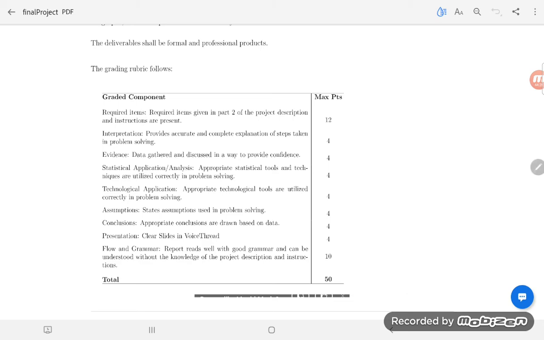Statistical applications and analysis, appropriate statistical tools and techniques are utilized. They did very well. I was very, very happy with it. Again, this is a first class, an introductory class, so that was fine. But no, they did not get the maximum. They didn't talk about the blocking and so forth.